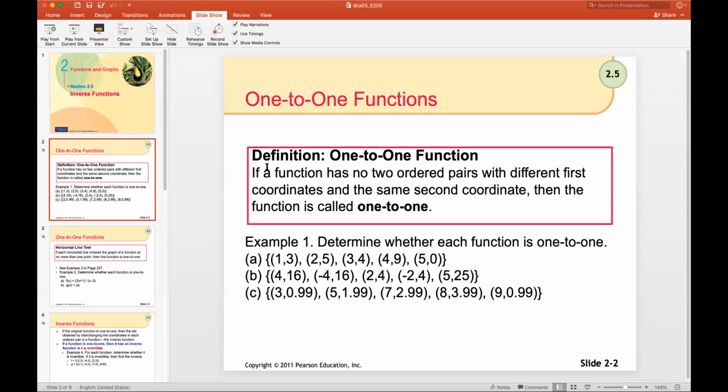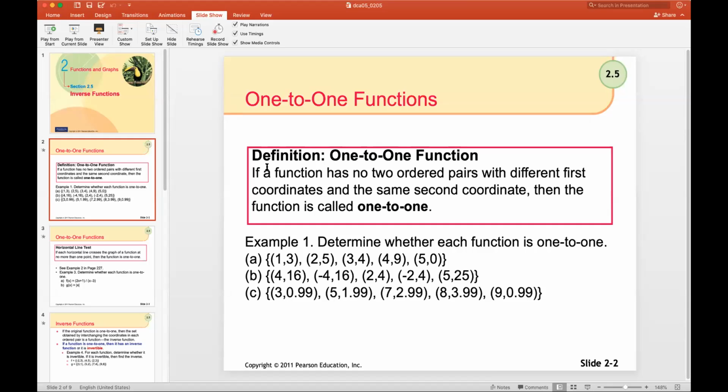Let's see, one-to-one functions. Here's the definition of one-to-one function. If a function has no two ordered pairs with different first coordinate and the same second coordinate, then the function is called one-to-one. This is really similar to the definition of function. That's why I told you when I introduced the definition of function, you need to remember this one carefully. You're gonna see a really similar one later.